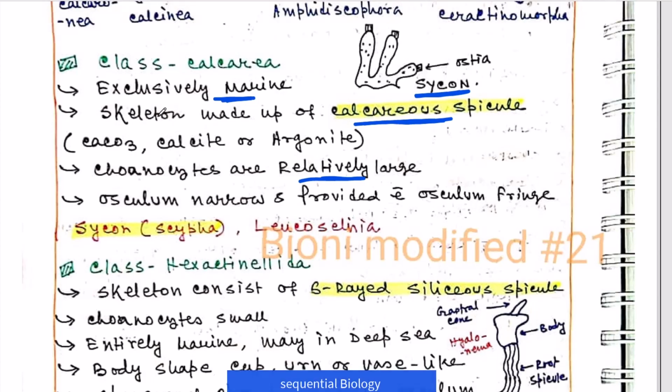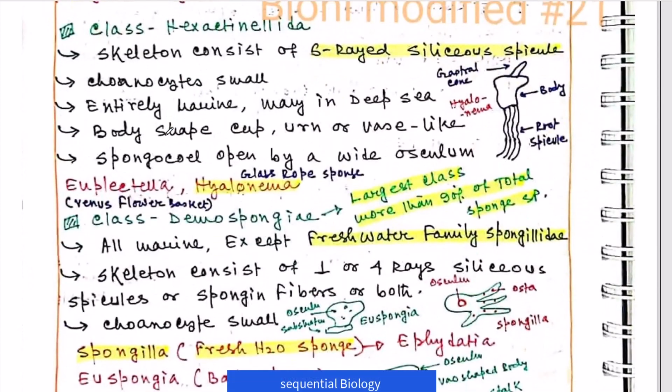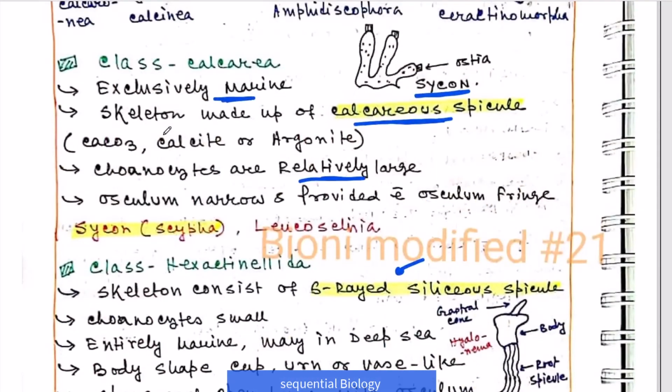The second class is Hexactinellida. In Hexactinellida, the skeleton consists of six-rayed siliceous spicules. Siliceous means the spicules are made up of silica, but in class Calcarea we have seen that the skeletal system is made up of calcium carbonate, right? For this reason they are called Calcarea. But in Hexactinellida, the skeleton is made up of six-rayed siliceous spicules: 1, 2, 3, 4, 5, 6.